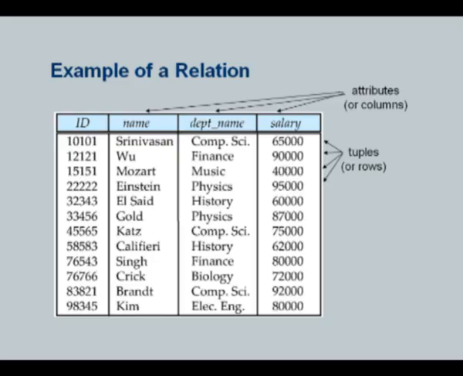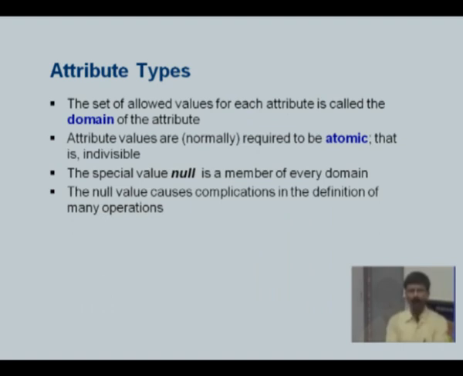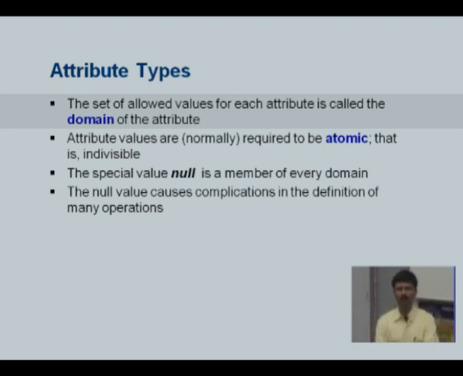We already saw this particular relation before with its attributes or columns and rows or tuples. This particular one is an instructor relation. I am going to cover a bit of terminology here. The set of values which are allowed for a particular attribute is called the domain of an attribute. Now most attributes have a domain which is very large, so you wouldn't normally list them out.